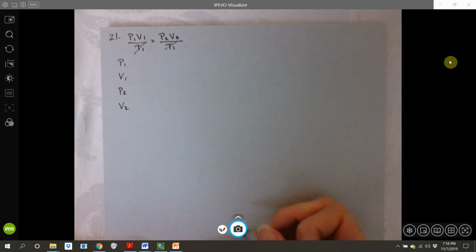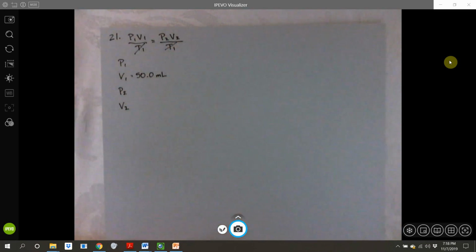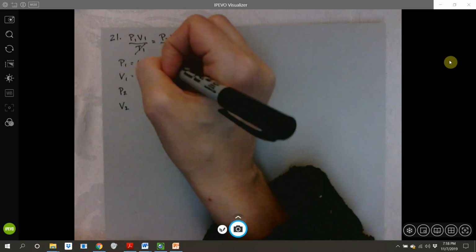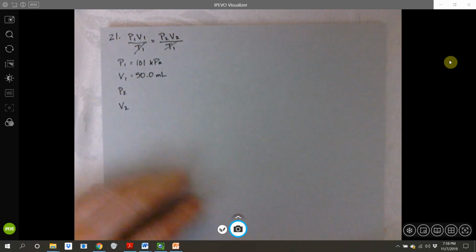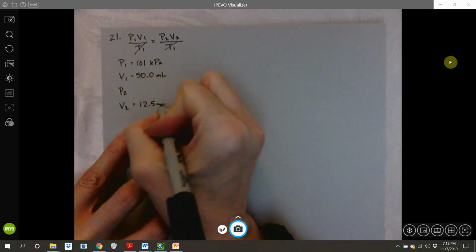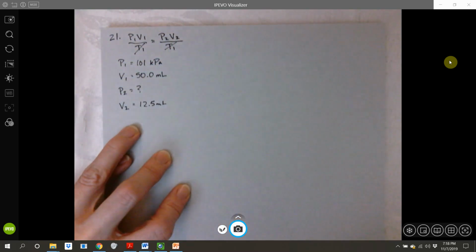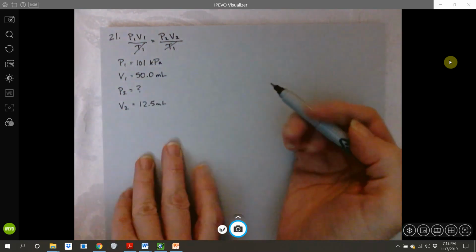Okay, let's take some of these numbers and plug them in. The syringe contains 50 milliliters of a gas, so that's a volume, 50.0 milliliters, at a pressure of 101 kilopascals. The end is sealed and it's pushed, and then the volume is 12.5 milliliters, so that'll be V2. But we don't know what P2 is. The question says, what is the new pressure? So that makes sense that we should have no information about P2. It kind of confirms. So that's good.